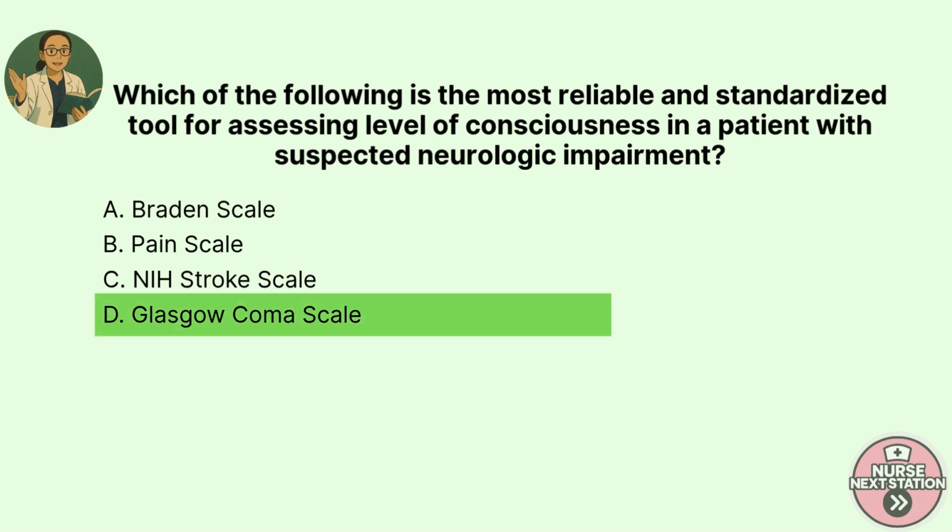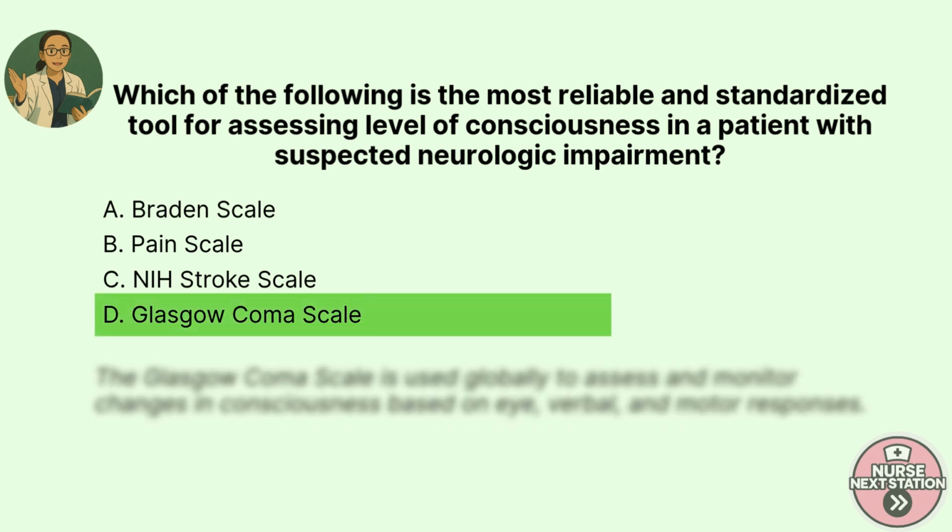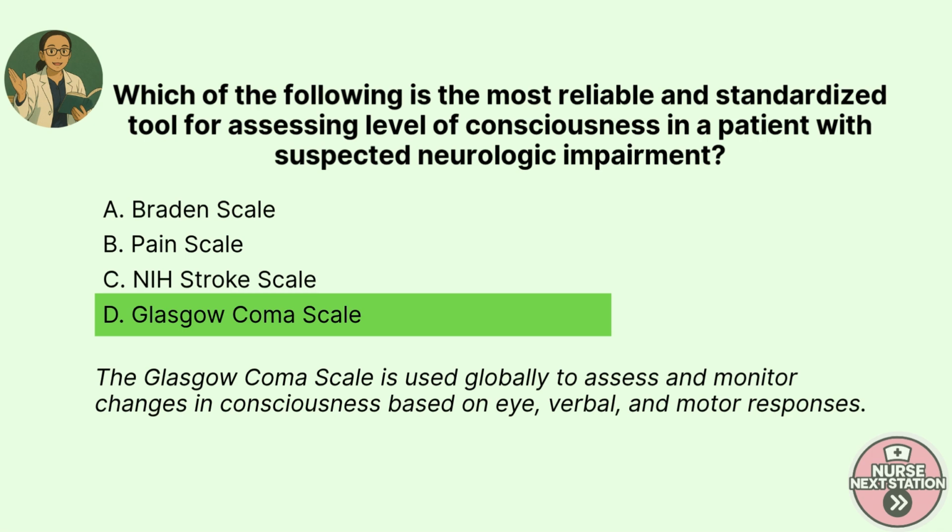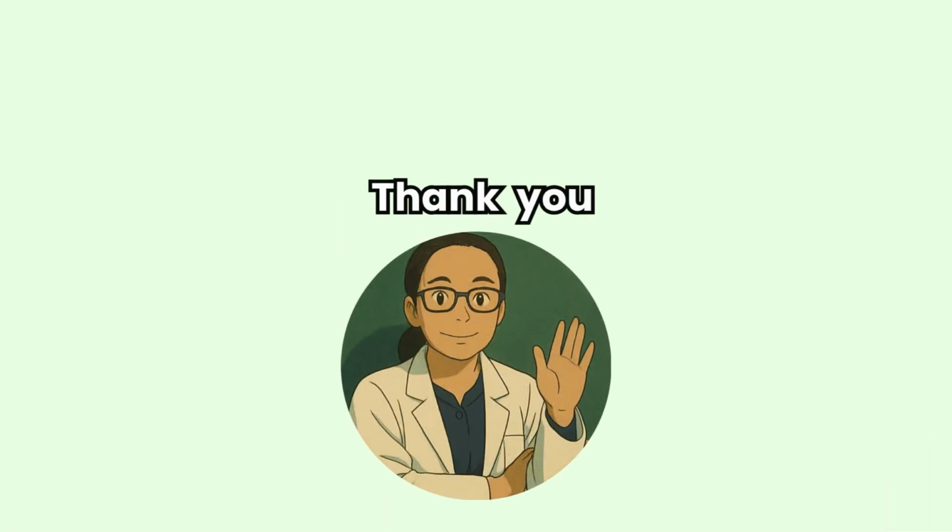The correct answer is letter D. Glasgow coma scale. The Glasgow coma scale is used globally to assess and monitor changes in consciousness based on eye, verbal, and motor responses. That's it for today's lecture on neurologic pathophysiology.